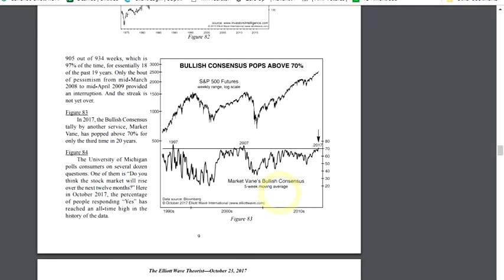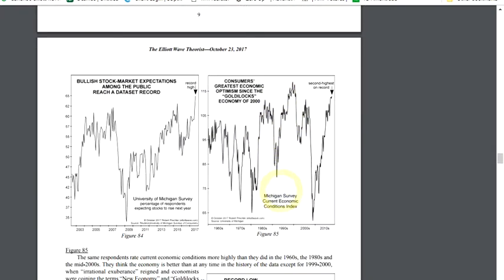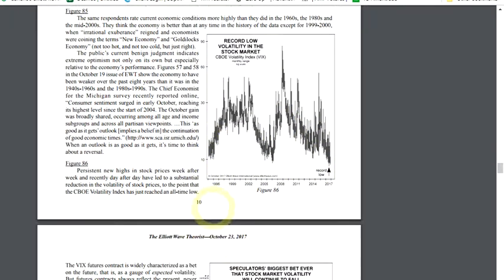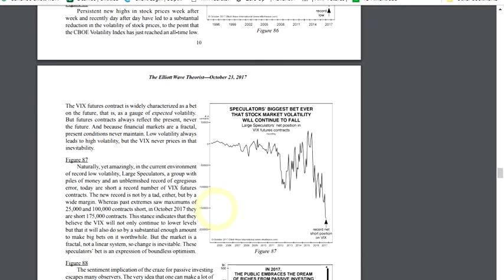These are just other internal measures that are interesting. Record low volatility. I mean, that's amazing too when you think about it. And we've talked a lot about volatility and the record lows. This is interesting. Speculators' biggest bet ever that stock market volatility will continue to fall. Can you believe that? You're at record low levels of volatility, and participants are saying it's even going to go lower. Now that is complacency.